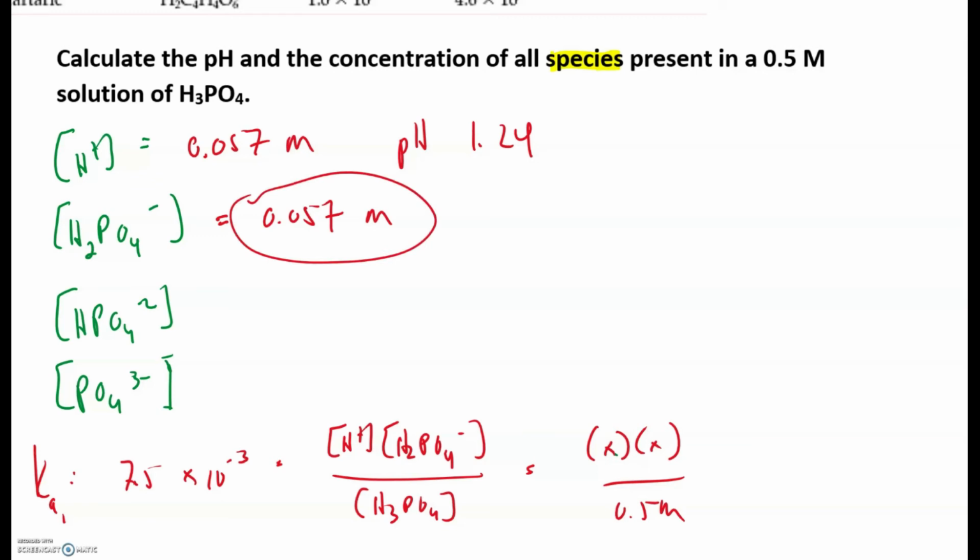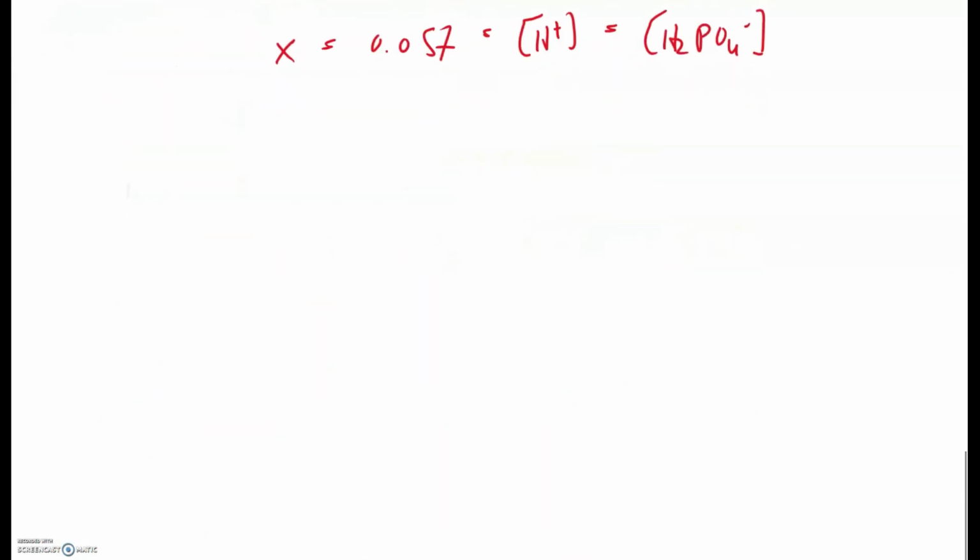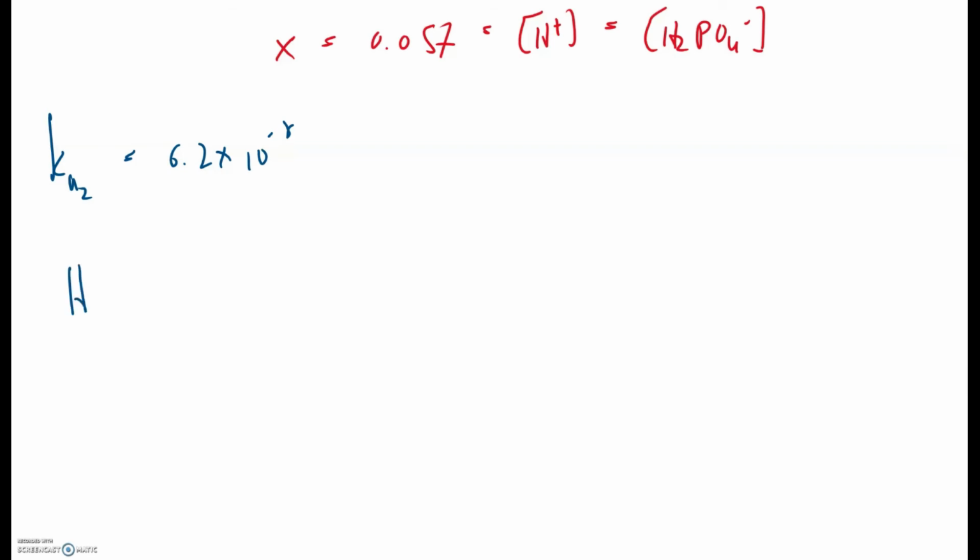And that means that now we have the setup for the next Ka. We'll call that Ka2. And Ka2 has a value of 6.2 times 10 to the negative 8. So let's go down here. We'll say Ka2, which we said was 6.2 times 10 to the negative 8. And here's what's going on in Ka2. H2PO4 minus is going to dissociate and give us H plus and HPO4 2 minus. And of course, these two are going to be equal.